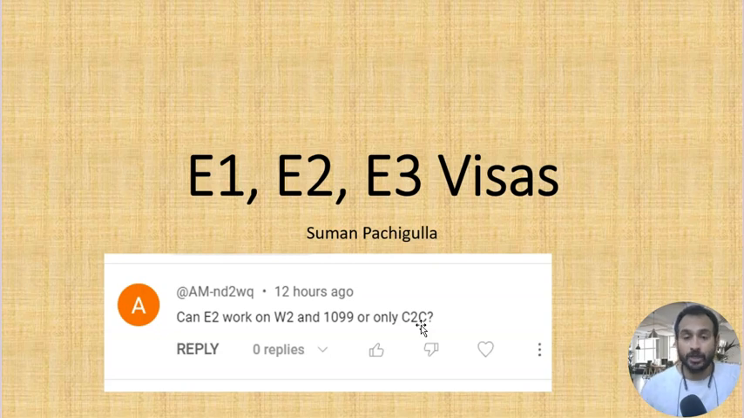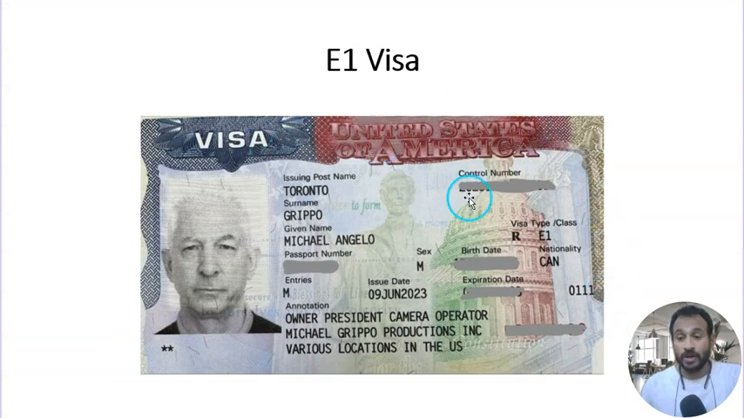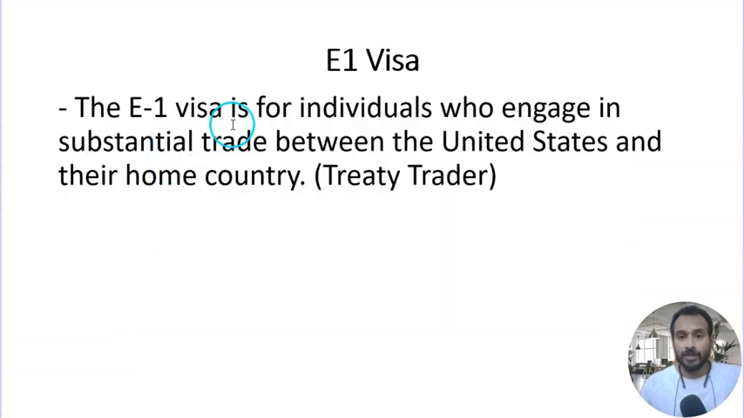Alright. Before we get into the answer, let's understand what the E1 visa is. E1 visa looks something like this. E1 visa is for individuals who engage in substantial trade between the United States and their home country. So what is substantial trade? There are 78 countries that have an agreement with the United States that they can do business in the US. That is called the Treaty of Commerce and Navigation. According to that agreement, those countries that fall in this category need to apply for E1 and they can do business in the US.